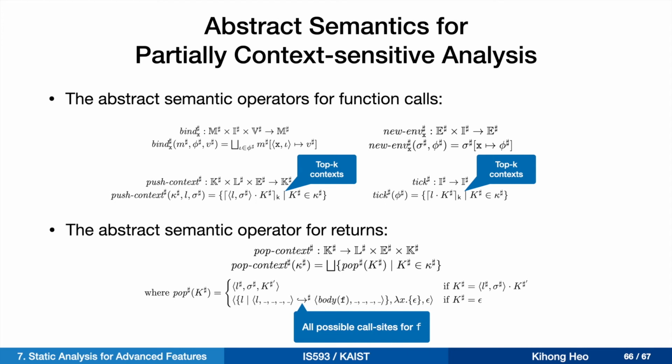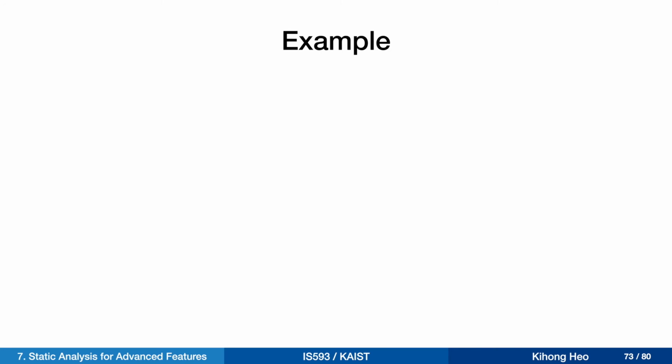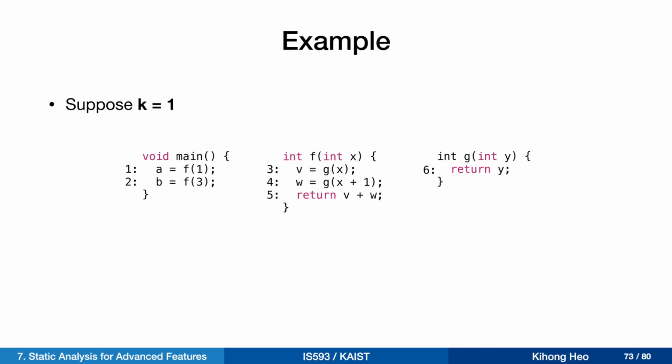So in short, this k-limit context sensitive analysis has the same behavior as the fully context sensitive analysis if the call depth is less than or equal to k. But it cannot restore the old history beyond the latest k context. In that case, the behavior is the same as the context insensitive analysis. Then let's see how the partially context sensitive analysis works when k is equal to 1.